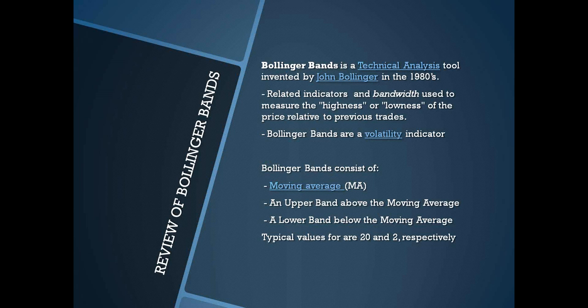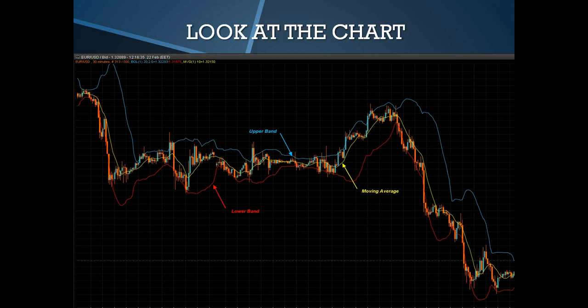Bollinger Bands, as you can see here, are a volatility indicator. They consist of having a moving average, I will show you later on our next page what the moving average is, an upper band and a lower band. Now on your MetaTrader or any other platform, when you will be assigning the Bollinger Band, you will need to set up values for the Bollinger Band. So the typical values are 20 and 2.